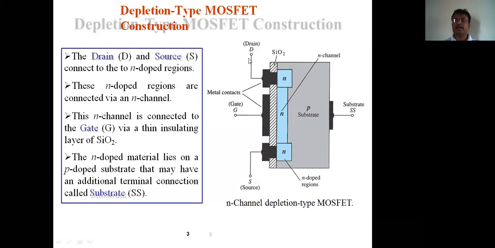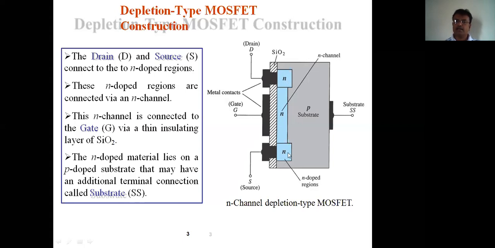We want an external lead. If you see any device, definitely it will have one terminal coming out of that device. So this is a metallic lead. This is called an ohmic contact or metallic contact, from which we have connected this drain to this N-type region. Similarly, this is the source terminal connected to this N-type region through this ohmic contact or metallic contact. So this is the drain, this is the source.